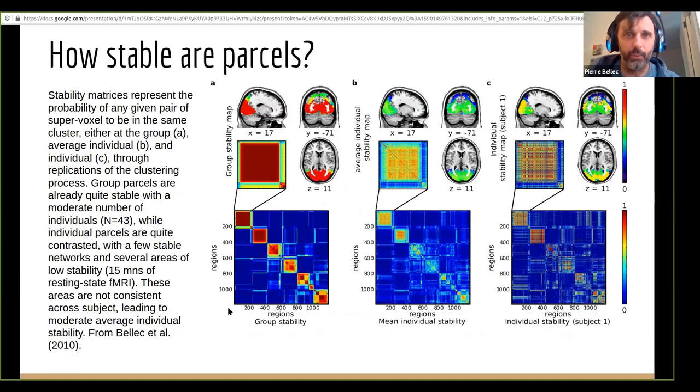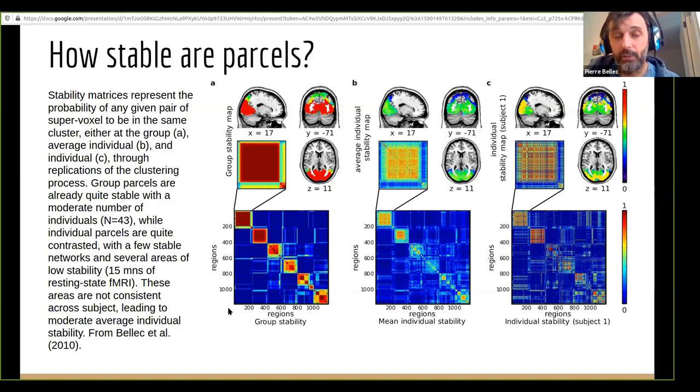Then there's a question of how stable the parcels are. It's a very busy slide, and I'm being very slow here, so I'm not going to comment on it a lot. But the take-home message is that on the left, you have group-level parcels, and if you have enough subjects, they're highly reproducible. In the middle, you have an average of individual-level parcels, and the stability is much lower because there is quite a bit of inter-individual variation in parcel distribution. And on the right, you have the individual-level stability matrix. Some of them are really stable, like the visual one, but some are very unstable.